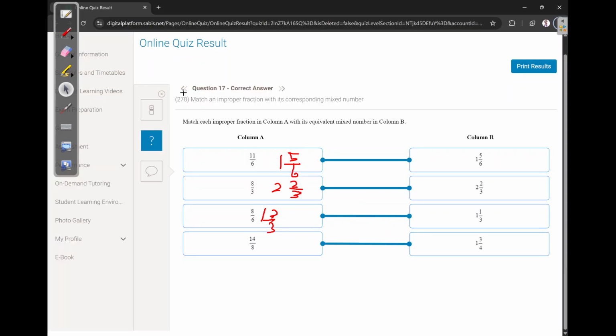So I made a mistake. It's supposed to be 6 out of 2, and then we simplify it. We divide it by 2 equals 1 out of 3.